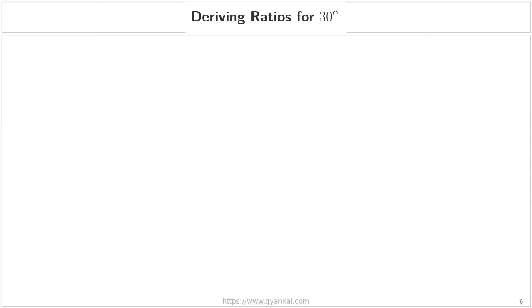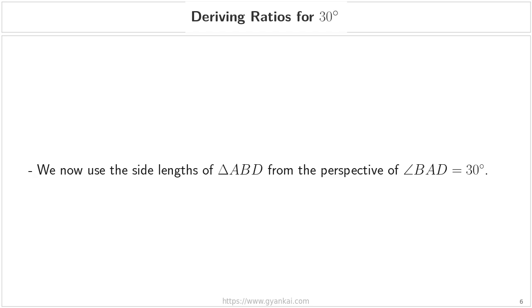Deriving ratios for 30°. Now that we have successfully calculated the length of the altitude AD in the previous slide, we have all the pieces of the puzzle needed to find our first set of ratios. Let's shift our focus specifically to the perspective of the 30° angle, which is angle BAD. To find the trigonometric ratios, we first need to identify our sides relative to this 30° angle.